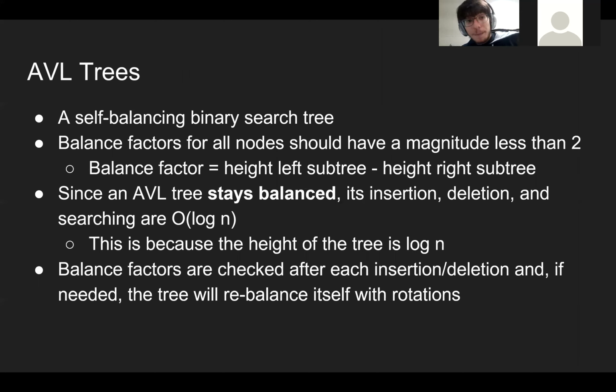So AVL trees are a self-balancing binary search tree in which the balance factors for all nodes have a magnitude less than 2. So the balance factor can be -1, 0, or 1, but that's it. Since it stays balanced, insertion, deletion, and searching are O(log n) because the height of the tree is log n. And that's because it's balanced. And you check balance factors after every insertion and deletion, and then it'll rebalance with rotations.